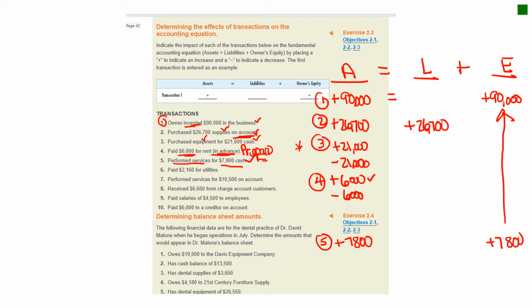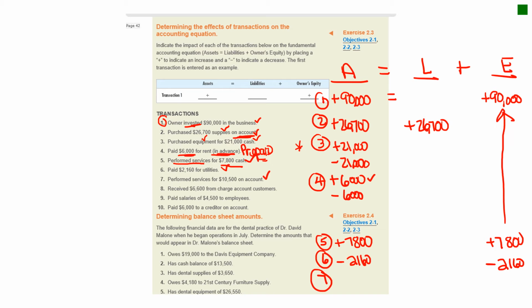Then I get to number 6, and on number 6 it says you paid $2,160 for utilities. Well, anytime you pay something that's cash, that's an asset, so that's going to be reduced. So that's going to be a minus to cash. And utilities is going to be an expense, and that's going to go under the equity side. It's going to reduce equity. I'm going to put a minus there. So $2,160 under the equity side. Okay. Now I'm getting a little low on space here, so I'm going to probably put some over here, but I can get number 7 in.